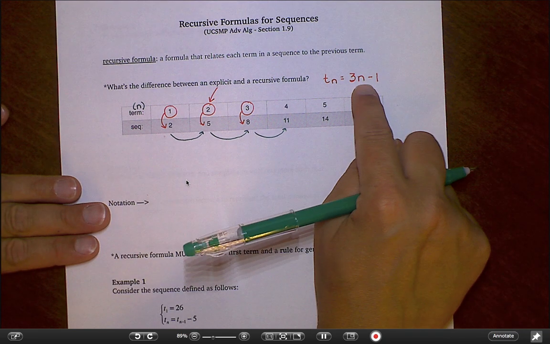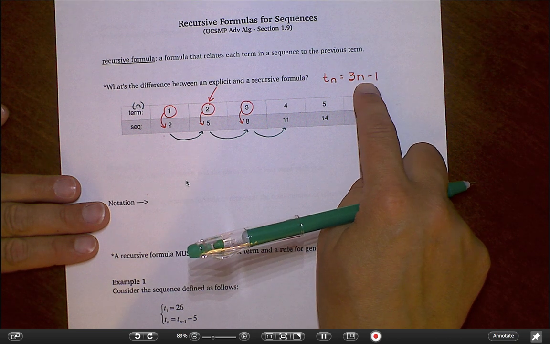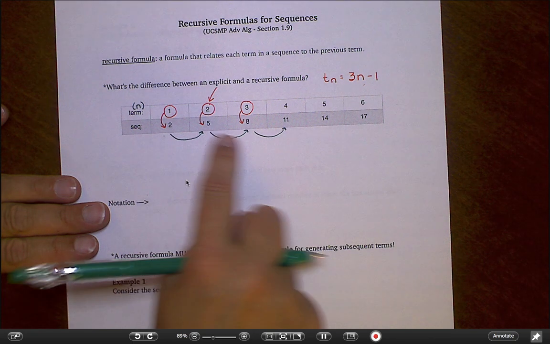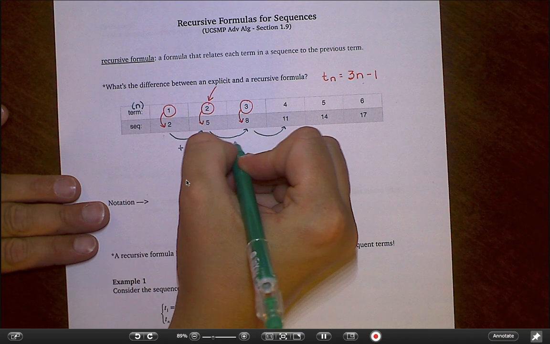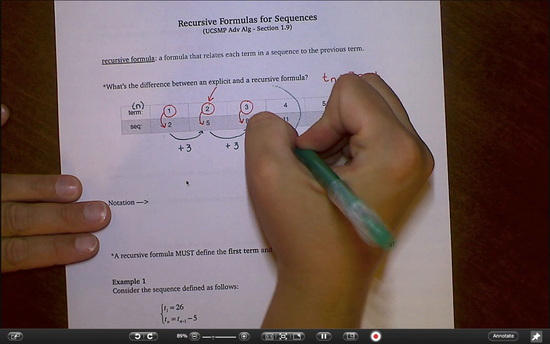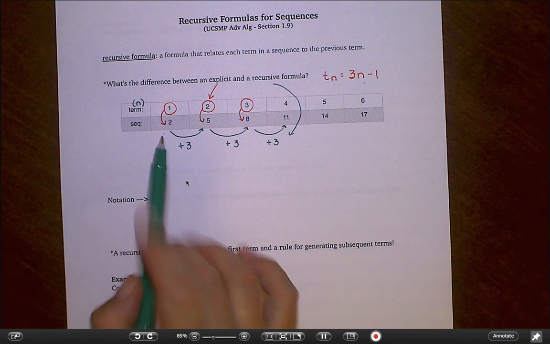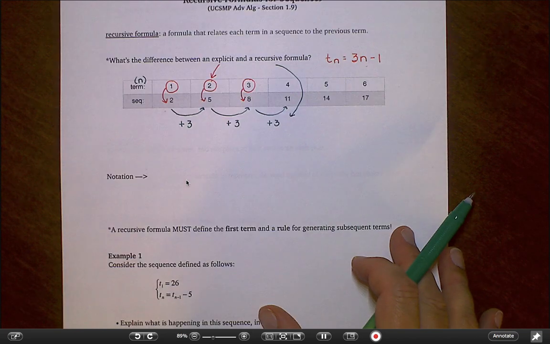This was not obvious. Okay. I wouldn't expect any of you to just look at it and off the top of your head recognize that relationship. But you should be able to look at this and say, hey, look, it looks like we're adding 3 every time. That's the pattern that we're seeing here. That's recursive when I'm doing this kind of thing. So a recursive formula is concerned with how do I jump from one term to the next term without being concerned about what term number it is.